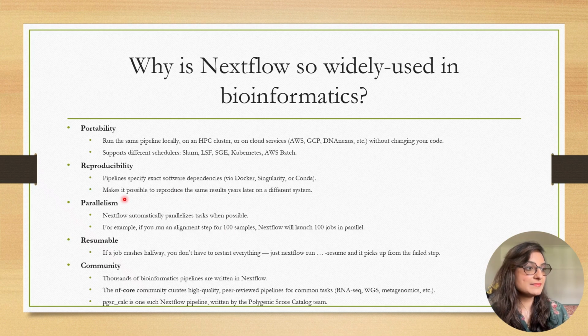For parallelism, it automatically parallelizes tasks when possible. So if you're doing the same thing, in our case for different scores, it will compute them in parallel. You just specify a bunch of score files, and it will handle the same task for each of the different score files, each of the different polygenic score traits. If you run an alignment step for 100 samples, Nextflow will launch 100 jobs in parallel.